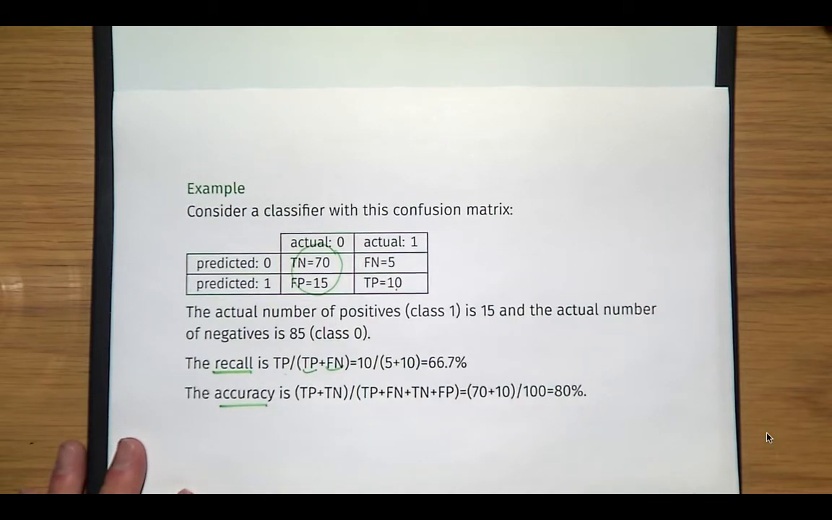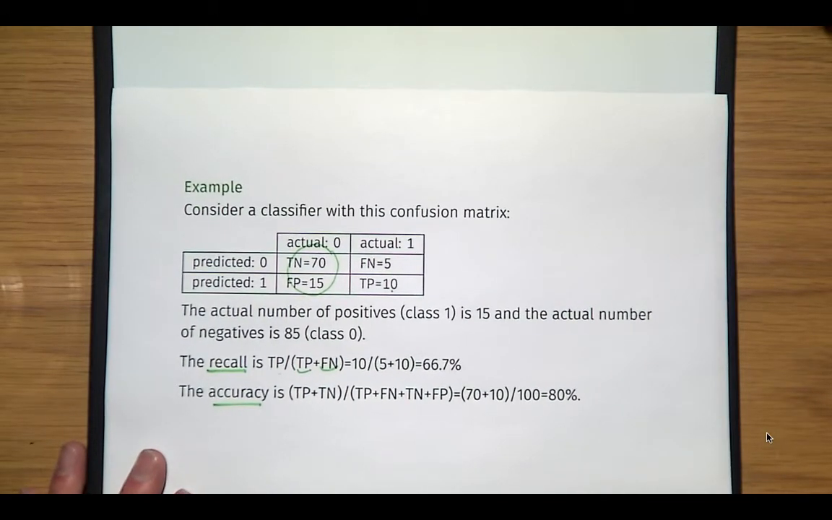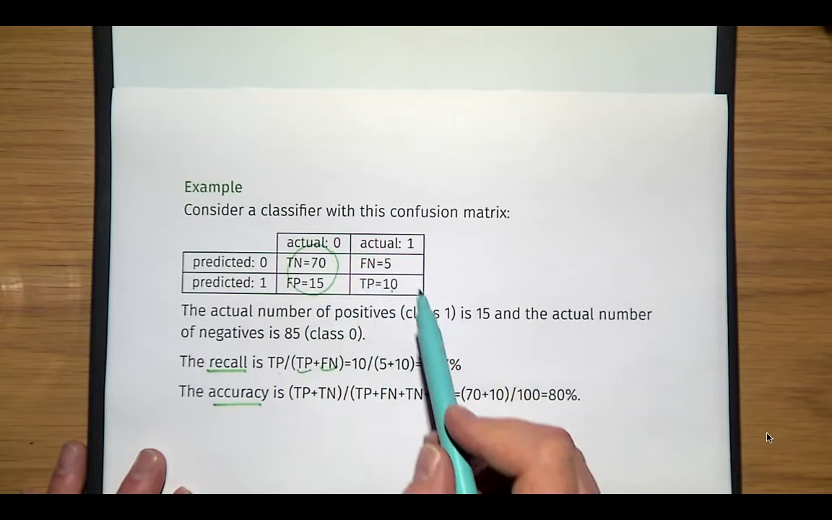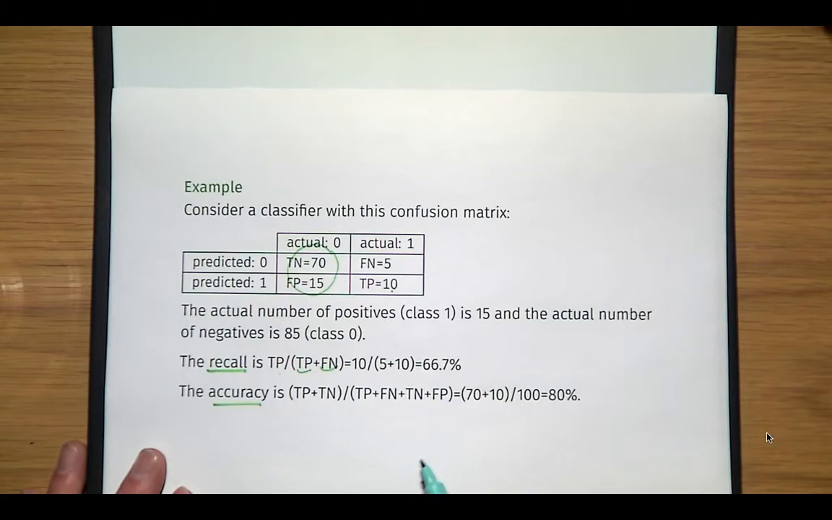And the accuracy in this case is the number of correct classifications, so 70 plus 10 divided by the number of observations, which here is conveniently 100. Okay, so you have 80% accuracy. That number tells you that 80% of your predictions will be correct. So if you look at your entire test set, 80% of the predictions will be correct.